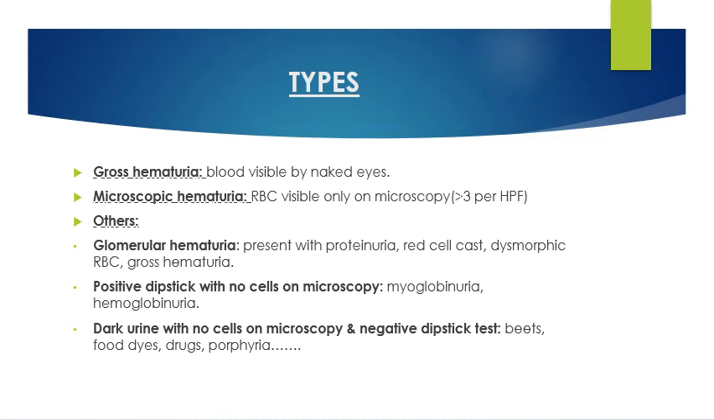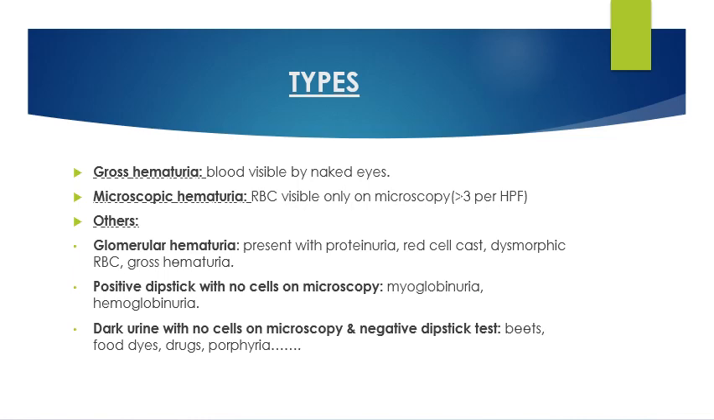Few other terminologies regarding hematuria which will help us in differential diagnosis. First, glomerular hematuria. The specific findings when the glomerulus is the cause of hematuria are the presence of protein in the urine, red cell casts, dysmorphic RBCs, and gross hematuria.